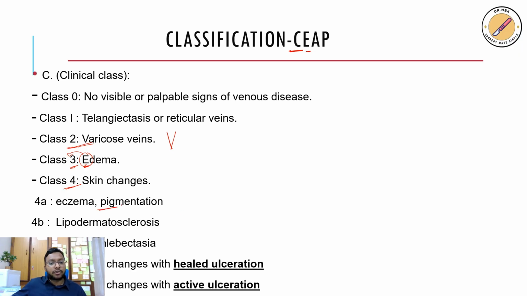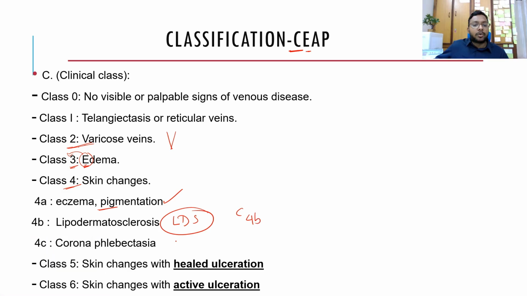4A is nothing but, as I told you in the sequence, pigmentation. So it may be either pigmentation or eczematous changes. So that is your 4A. And I told you because of the nutrient deficiency, the local fat is broken down, which is causing lipodermatosclerosis. So it is nothing but your LDS. So lipodermatosclerosis is class 4B, C4B. All right. Now, corona phlebectatica is nothing but ankle flare. Ankle flare is 4C. Ectasia is dilatation. Phleb means vessel. So it is dilatation of the ankle venules. So corona phlebectatica is 4C.